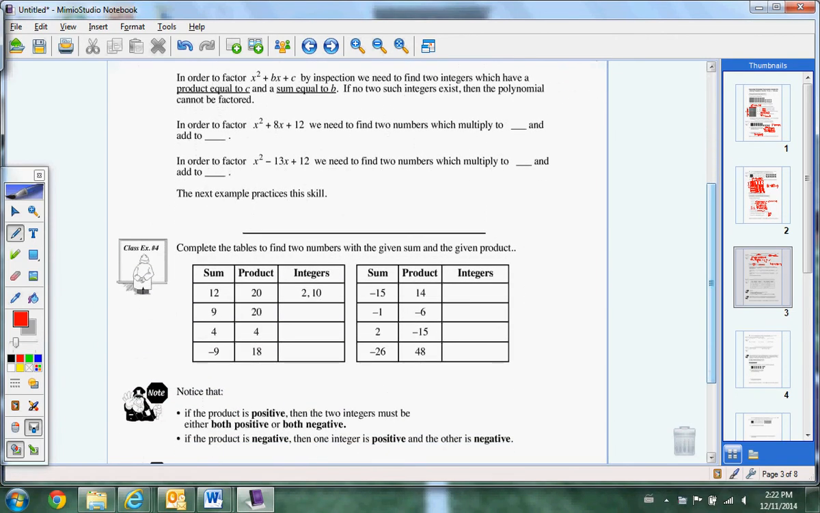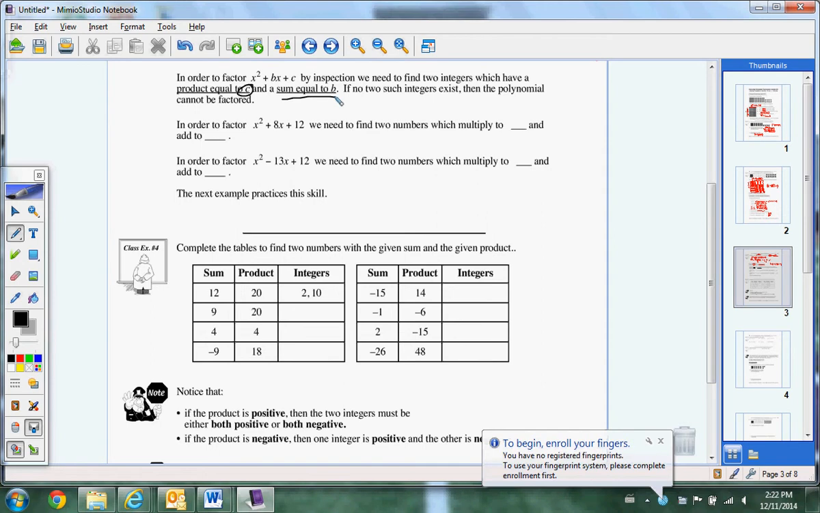All right, let's change the color here. In order to factor x squared plus bx plus c by inspection, we need to find two integers which have a product equal to c and a sum equal to b. So it's the sum-product I was talking about. To factor x squared plus 8x plus 12, we need to find two numbers which multiply to 12 and add to 8. That's the game. Two numbers that multiply to get 12 and add up to 8.